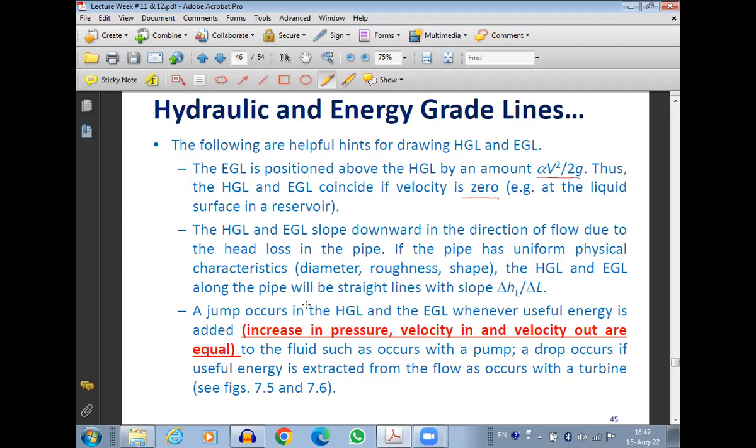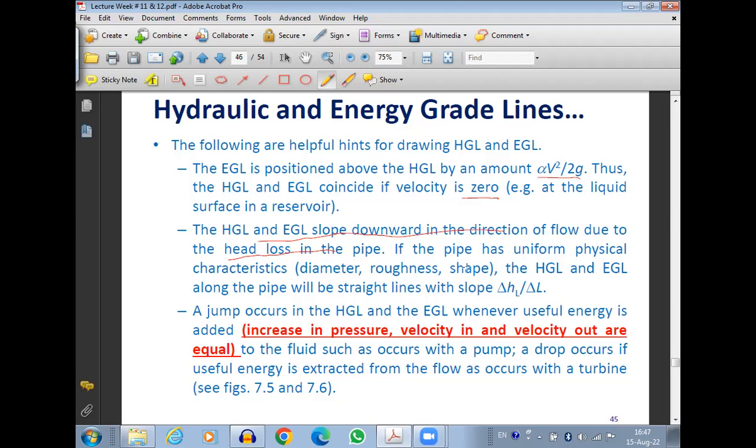Will the hydraulic grade line be higher than energy grade line, or energy grade line be higher than hydraulic grade line, or they both be at the same point, or they both coincide? Okay. The hydraulic grade line and energy grade line slope downwards in the direction of flow due to the head loss in the pipe. This is another question. Why does HGL and EGL slope downward in the direction of flow? The answer is because of the head loss in the pipe. If there was no head loss, then they will not slope down, they will remain straight.